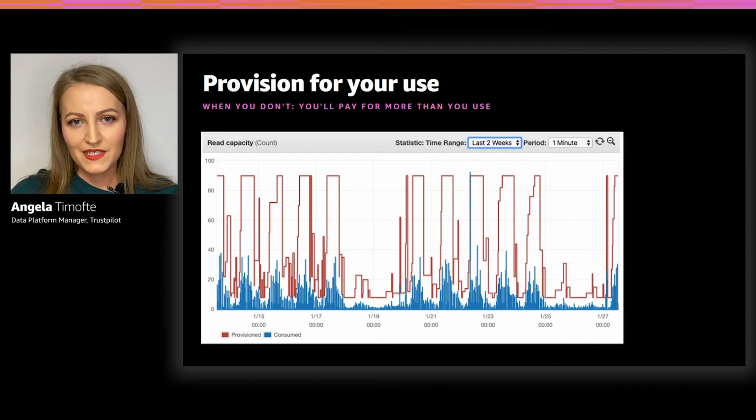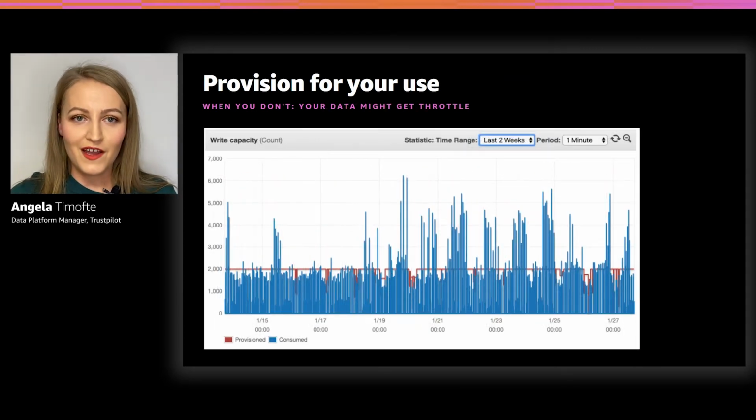Then there's another scenario where, again, we weren't considering how our tables were provisioned. It's actually the opposite of the one I shared previously. Here you can see that we are consuming a lot more than is provisioned. In this case, you can end up with your data being throttled. And also, if you don't have mechanisms in place to retry, you can end up losing the data. So it's really not a good situation to be in. So definitely think about provisioning.